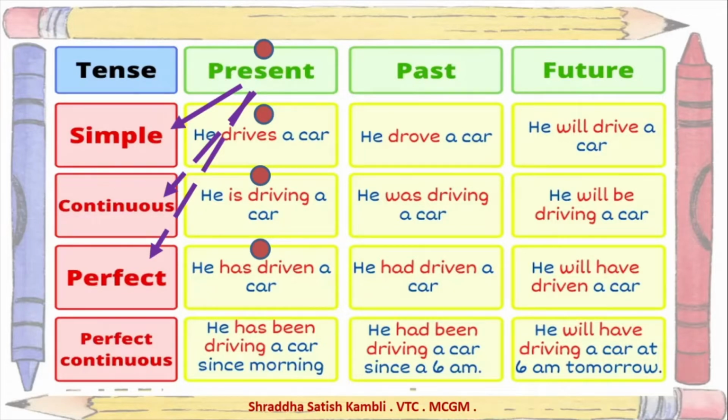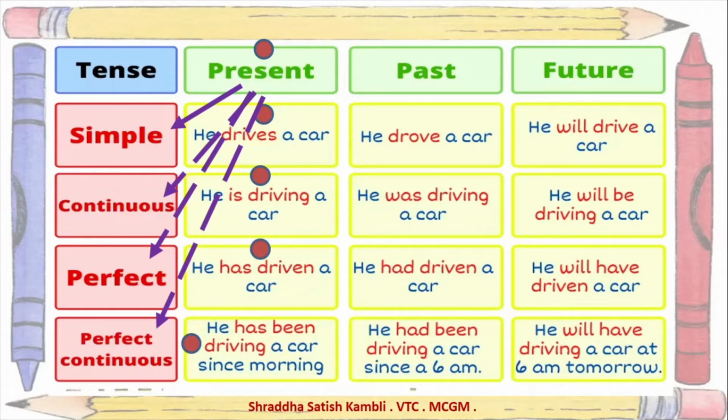Coming to the last form in the present tense, it is present perfect continuous tense. Look at the example. He has been driving a car since morning. So, he is in the process of driving a car and he's been doing it since morning, but he might still be doing it. Okay, so these are the four aspects of present tense. You have simple present, present continuous, present perfect, and present perfect continuous.